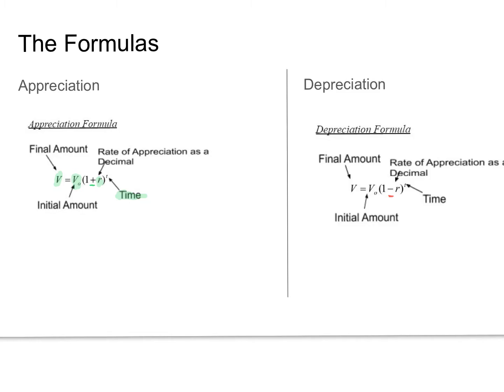Same thing on the other side, depreciation: the V is the final amount, VO is the original amount you started with, R is the rate as a decimal in the equation but given as a percent, and T is time, typically in years.